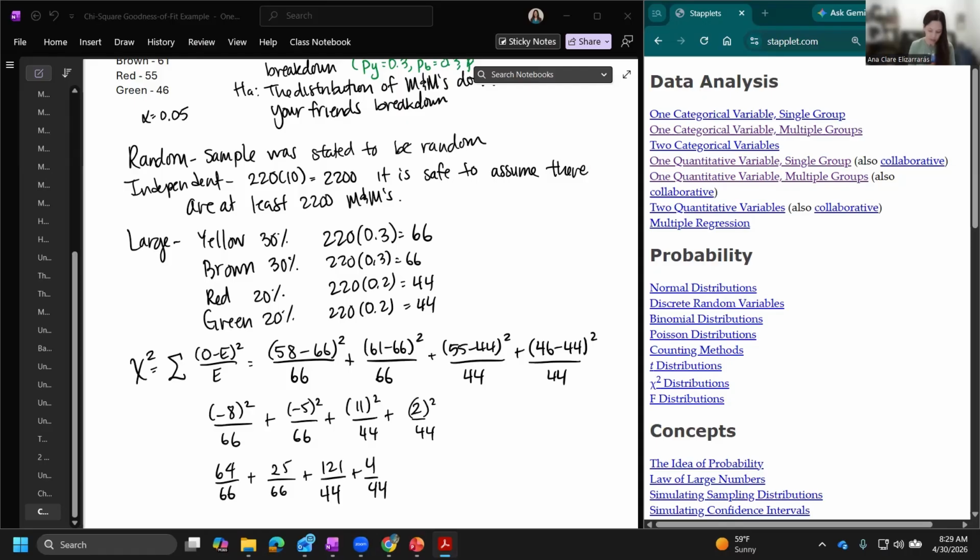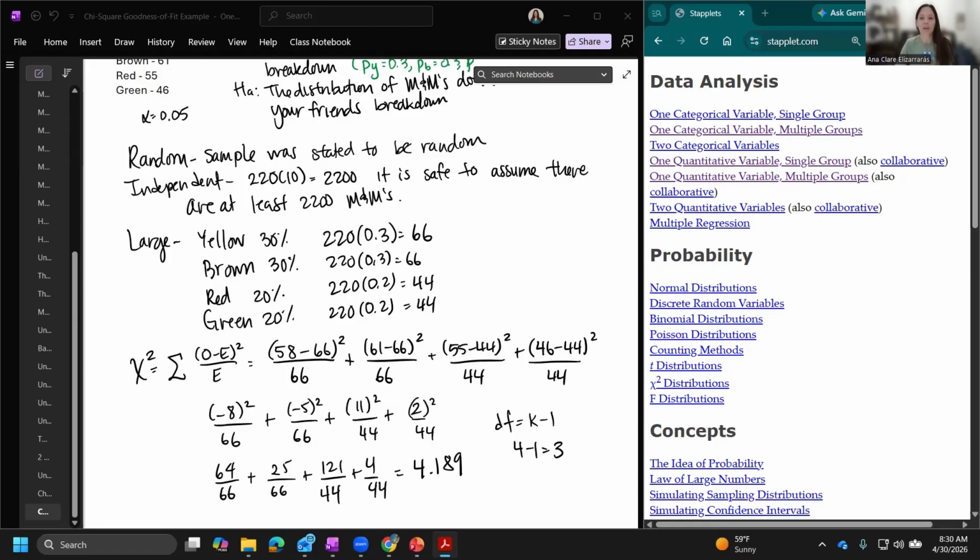So I'm just going to go ahead and use my calculator to add all of these together. And I get 4.189. Now, in order to determine the probability of this occurring using a chi-square distribution in Statlet, I need to know the degrees of freedom. So my degrees of freedom are the number of categories minus 1, not sample size. And there were 4 categories: red, green, brown, and yellow. So 4 minus 1 is 3. So my degrees of freedom are 3.